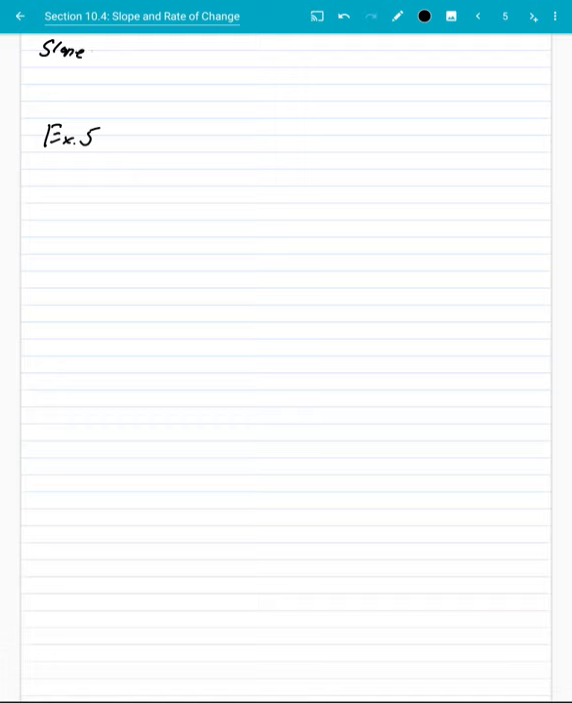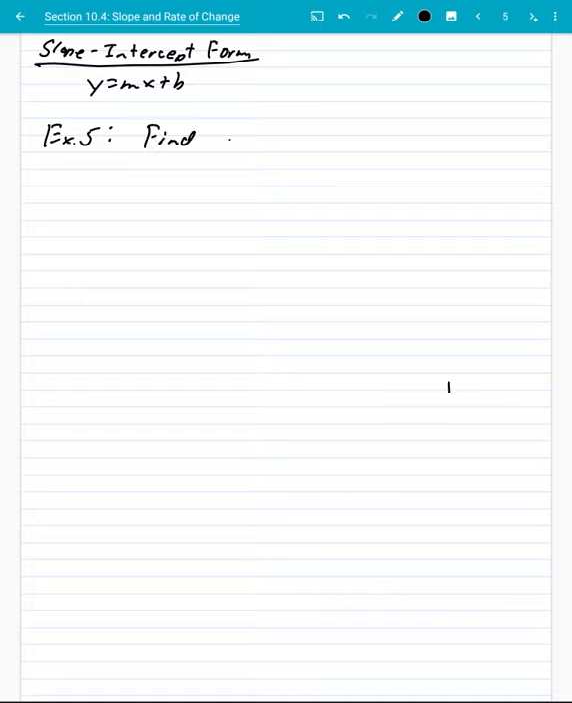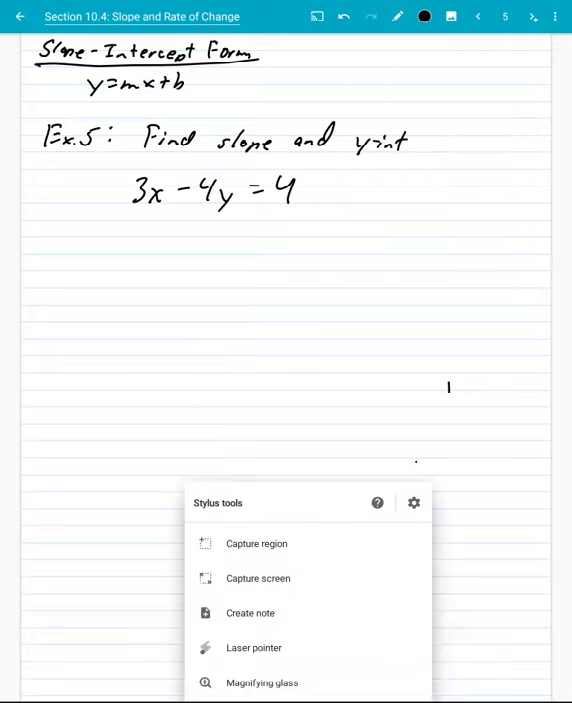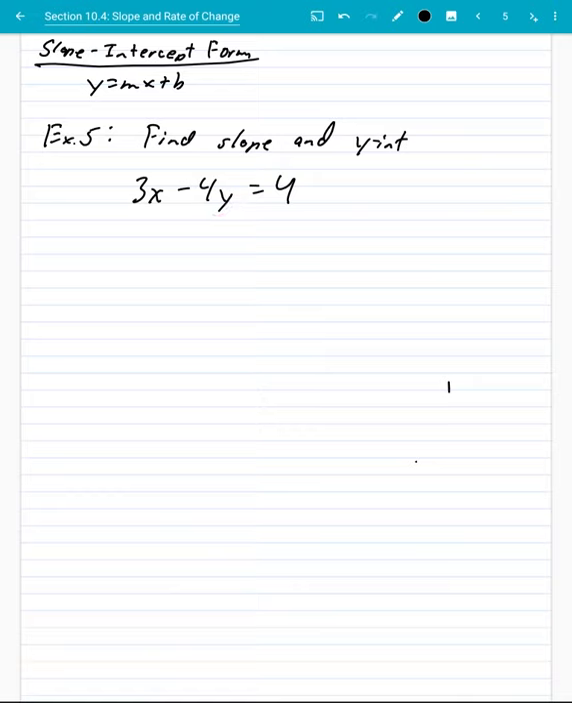Again, I'm going to put the slope intercept form up here so we can refer to it. Example 5, again, this one says find slope and y-intercept. This is to find both. Our equation is 3x minus 4y equals 4. Our goal is to get the y by itself. We need that y by itself first. But we have all of this in the way, and we have this negative 4 in the way.